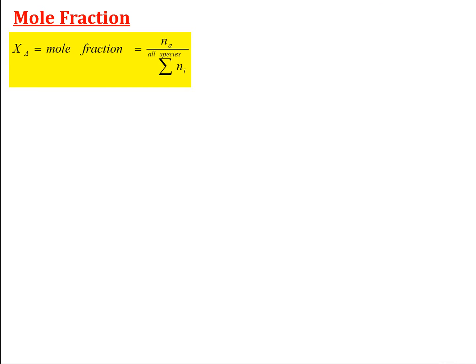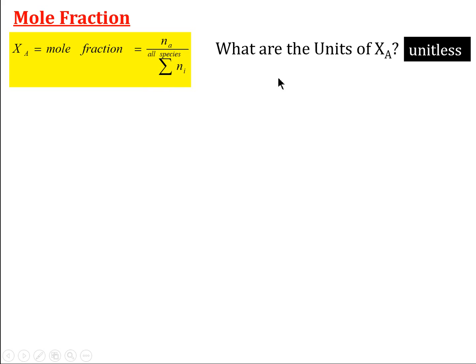The mole fraction of A in a solution is equal, by definition, to the number of moles of A divided by the total number of moles, and the mole fraction is unitless.